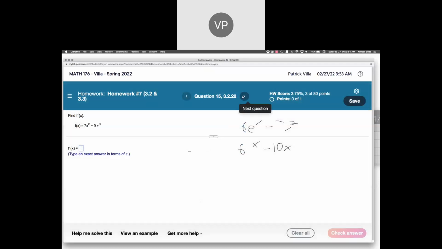Okay, so in here, nothing much different. We have f of x equals 7 x to the e minus 9 e to the x. Or sorry, the first one is x to the e. I read that wrong. The second one's e to the x. And I love this problem because this really makes you stop and think about how this works, to see the difference of the two.